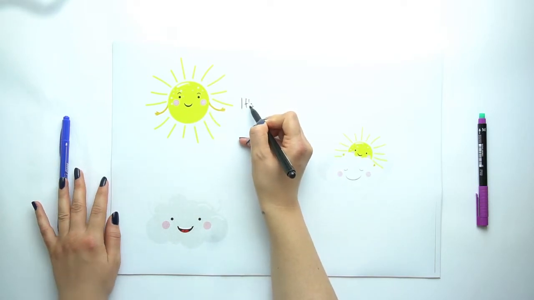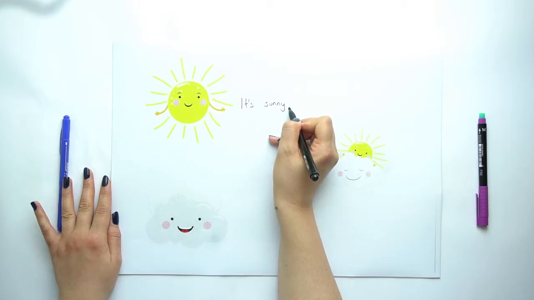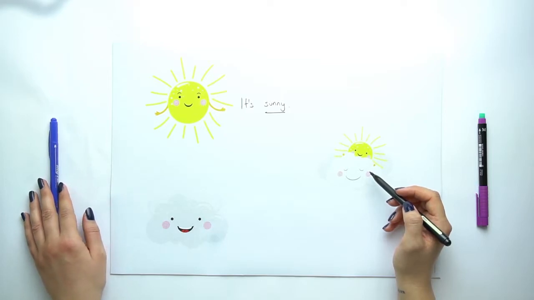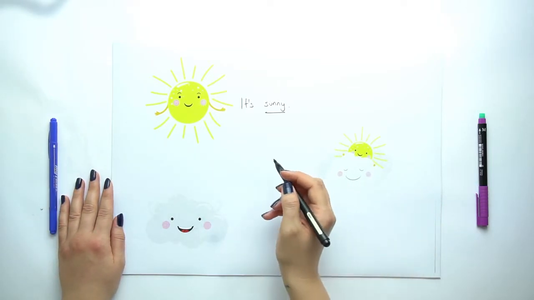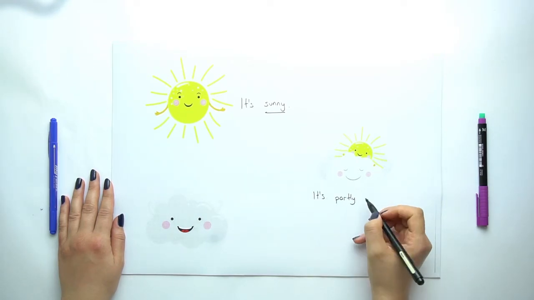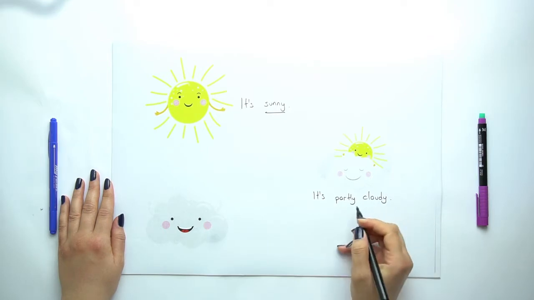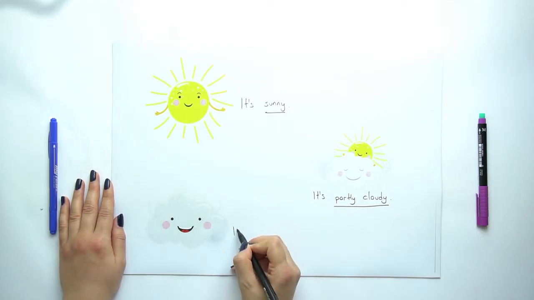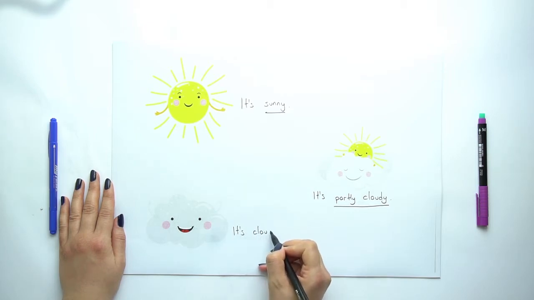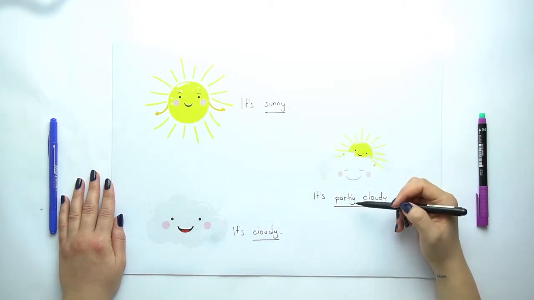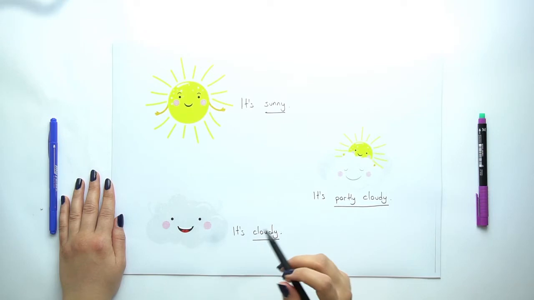It is sunny, as you can see. What about the second one? What is the weather like in the second picture? It is partly cloudy. What about the third one? What's the weather like in the picture? It is cloudy. You can see it in the picture. It is sunny, it is partly cloudy and cloudy.